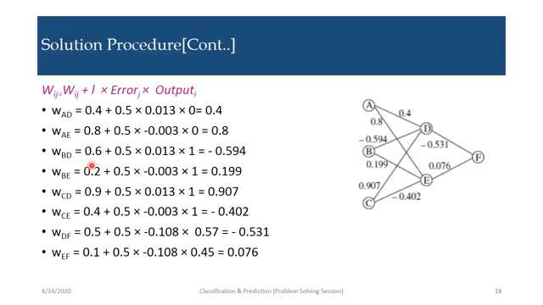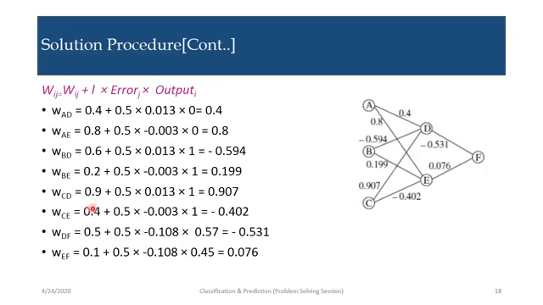Like that we have computed for WBD. WBD earlier weight is 0.6 plus 0.5 is the learning rate, error at D is 0.013 and output of B is 1. So, minus 0.594. WBE is 0.2, the earlier weight, plus learning rate 0.5, error at node D is 0.013, it is minus 0.013, error at E into 1, where 1 is the output of B, that is coming 0.199.